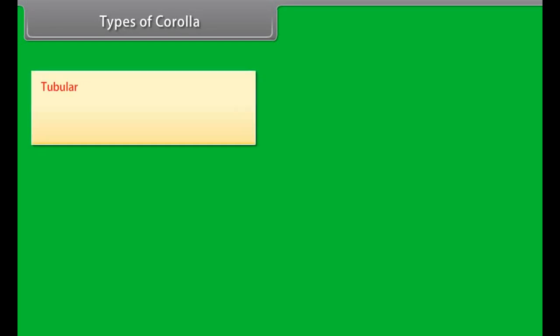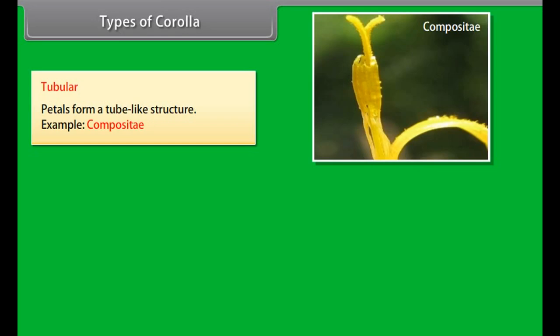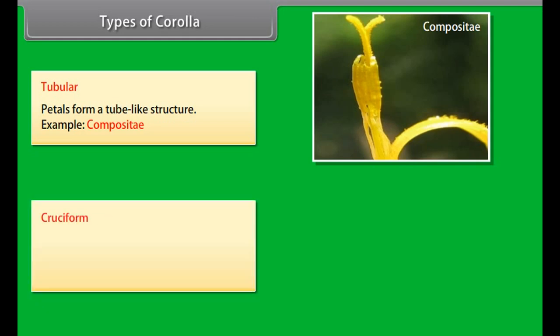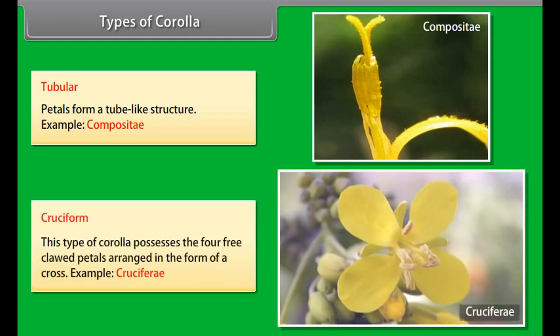Types of corolla. Tubular. Petals form a tube-like structure. Example, compositae. Cruciform. This type of corolla possesses the 4 free petals arranged in the form of a cross. Example, cruciferae.